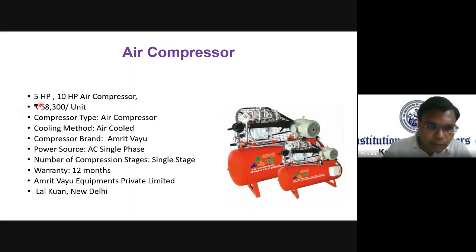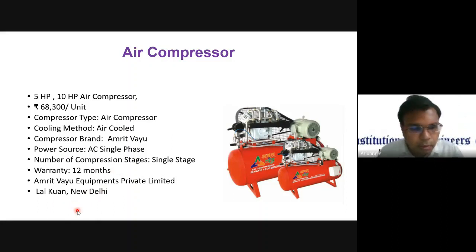This air compressor again having 5 horsepower and 10 horsepower, and the unit cost is 68,300. And this can be either air cooled or water cooled, and here we are going for the air cooled one. And the power source is going to be AC single phase, and the number of compression stages is going to be single stage. You can have either a single stage compressor or a 2-stage compressor depending upon your requirement. Accordingly, the cost variation will happen. They are going to give 1 year warranty, and the manufacturer is Samrit Vayu Equipments Private Limited, which is located in Parkwan in New Delhi.